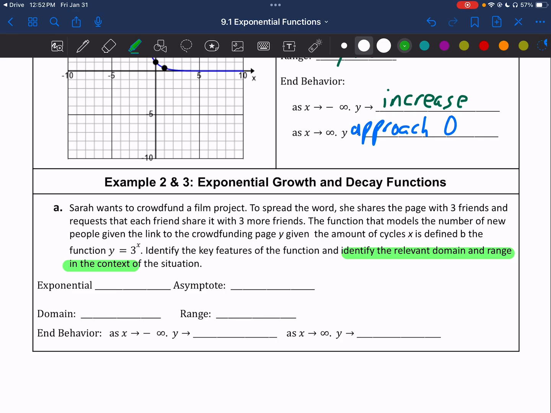All right, so we have our function and we have our task. Our function right here is y equals 3 to the x. So first of all, is this going to be exponential growth or decay? Well, I look at my base. The base is what's below the exponent. My base is greater than 1, so this is exponential growth.